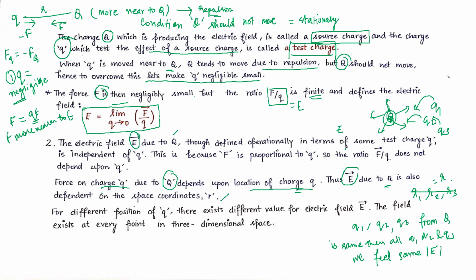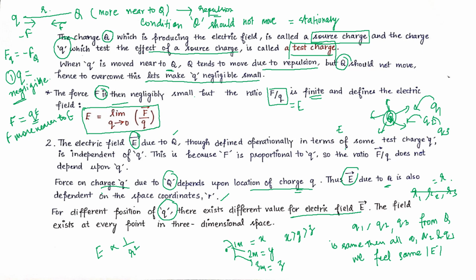For different positions of small q, there exists different values of electric field. If we are 1 meter away from the charge, it will be something x. If we are 2 meters away, it will be something y. And if we are 3 meters away, it will be something z. Here x will be the greatest value of electric field, as x will be greater than y and y will be greater than z, because in this case the distance is increasing and electric field has an inverse square relation with distance.